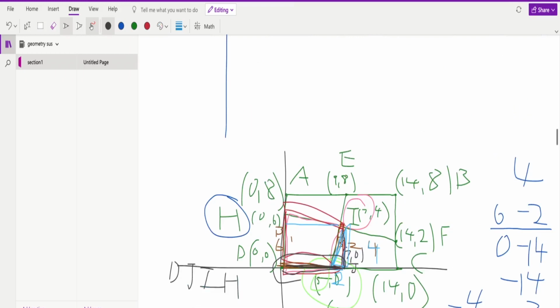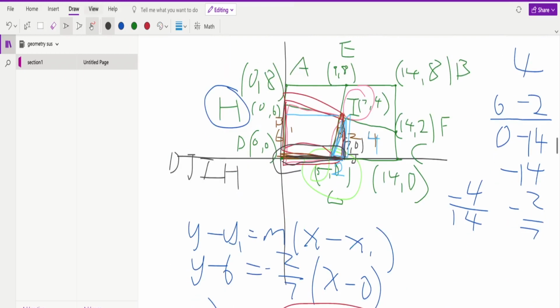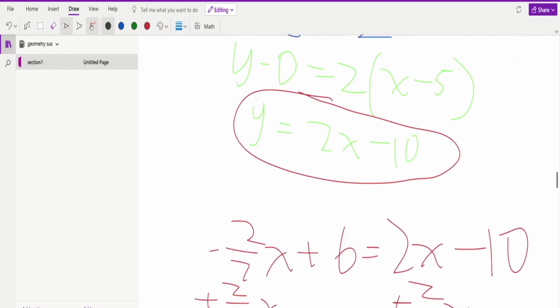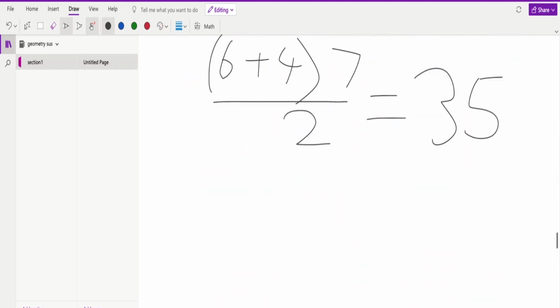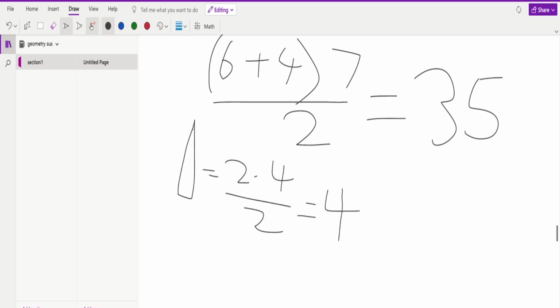Now we have the area of our trapezoid. We have to find the area of that blue triangle right here because that isn't part of the shape we want to find. So we will subtract the area of that blue triangle, which I've already labeled as 2 by 4. So minus the area of this blue triangle, which is 2 times 4 over 2, which is equal to 4. And now we have 35 minus 4, which is equal to 31. And that is our answer.